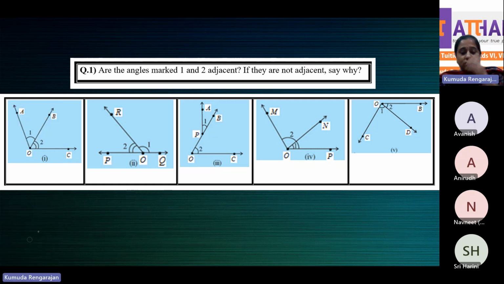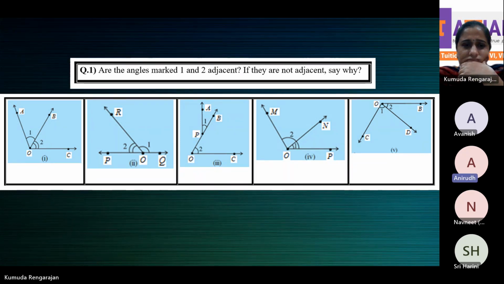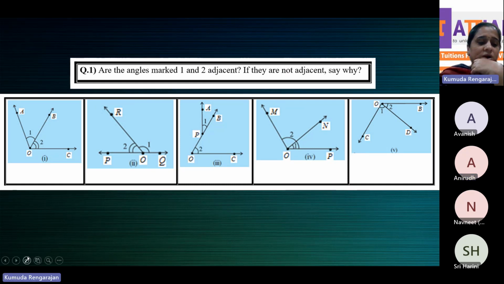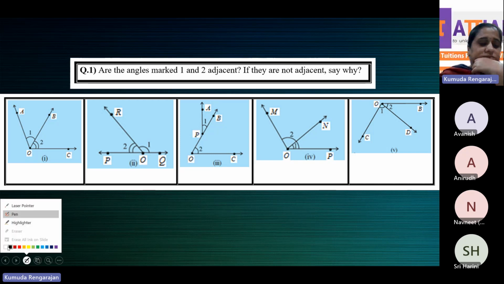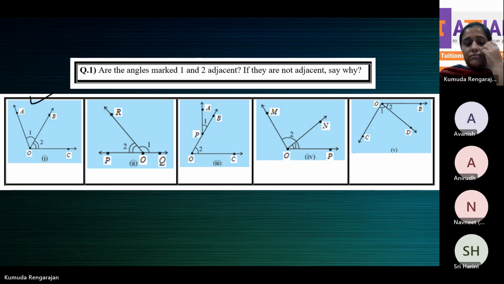Yes, Avanish, watch it out. No, ma'am, it's me, ma'am. Yes, Anirudh. Ma'am, I thought you were talking about the second diagram. Is it the first diagram you're talking about? No, in this slide, I just finished the first one. This one. Oh, okay, ma'am.